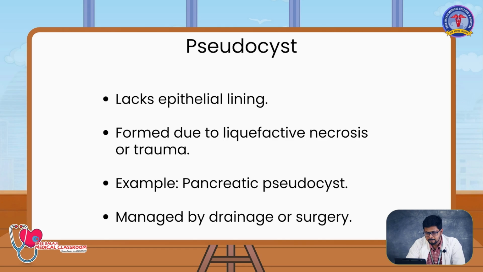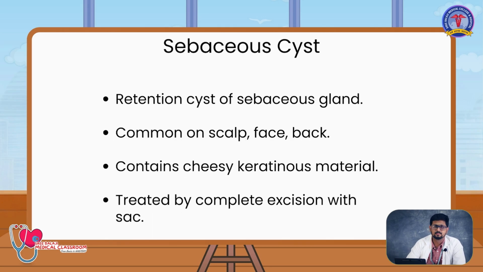It has to be managed surgically, like drainage or other procedures. The sebaceous cyst is also one type of retention cyst, and commonly it is present on the scalp, face or back. It contains keratinous material, and the punctum is the identifiable feature present over the sebaceous cyst. Treatment is excision and biopsy.